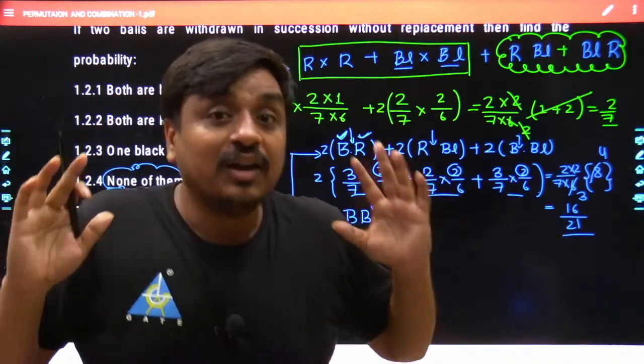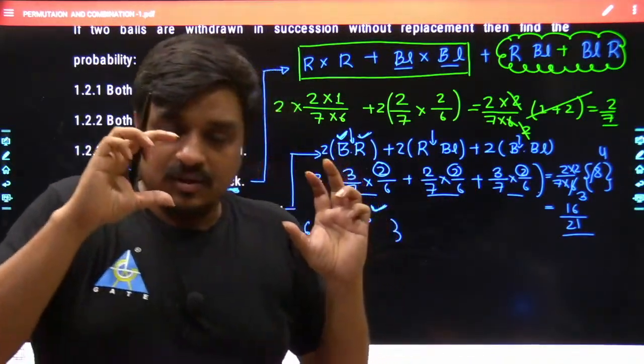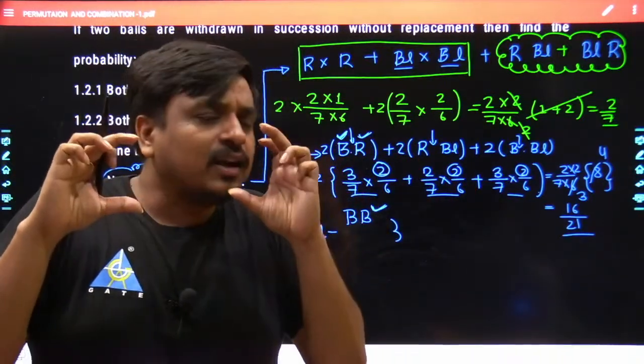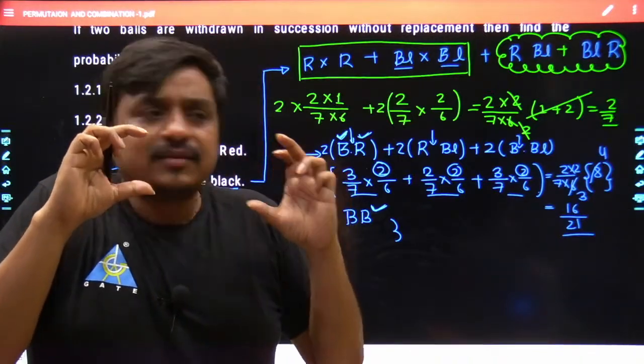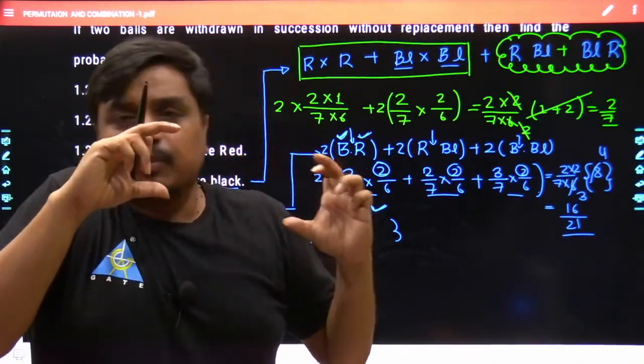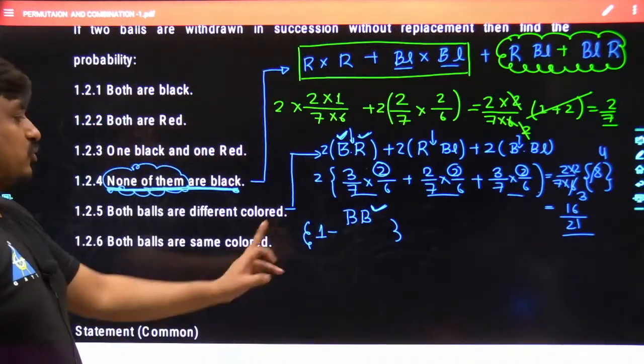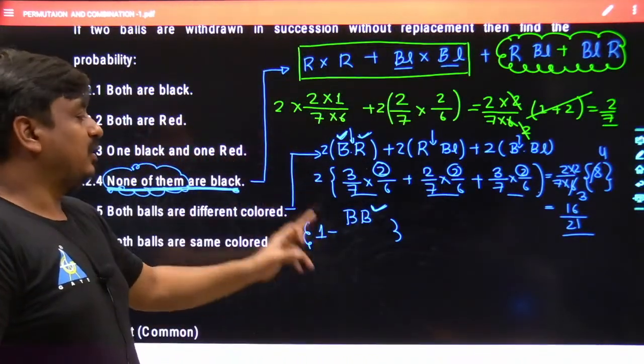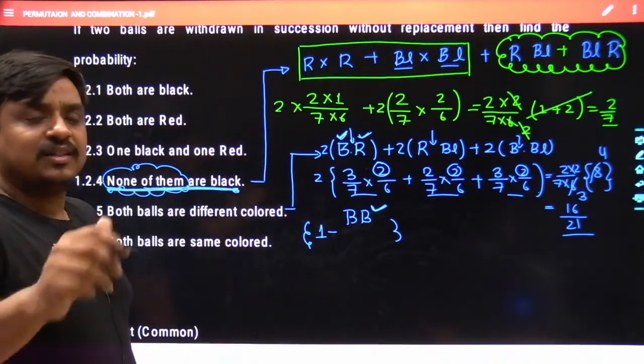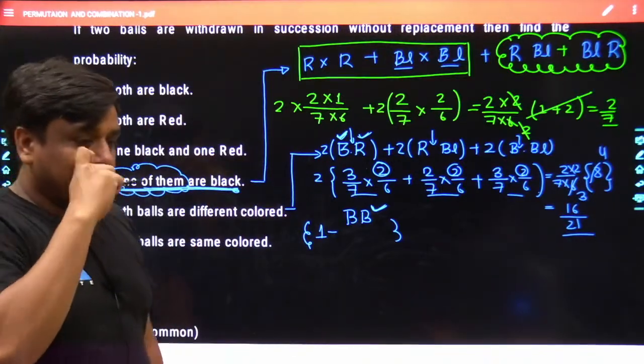What does that mean? That means one could be black, the second could be blue. One could be black, the second could be red. Both can be red, both can be blue. Could you understand what I am saying? So the students who have calculated the answer with this method have made a mistake.